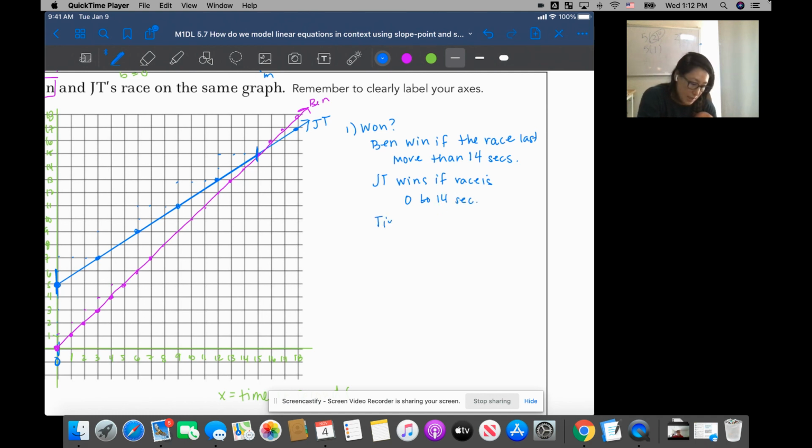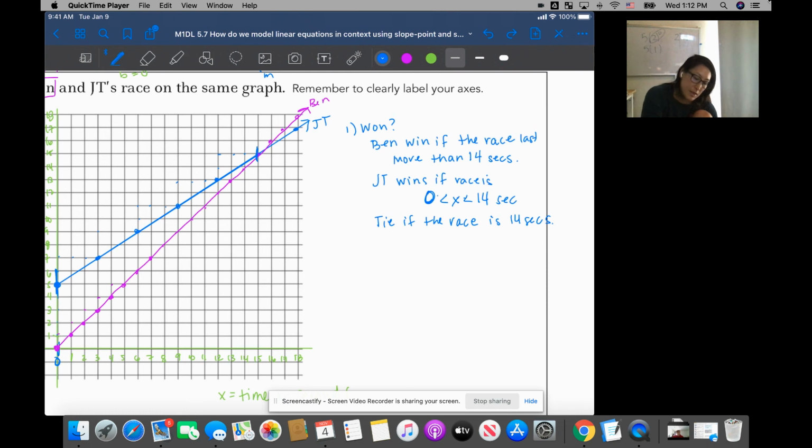And then they tie if the race is exactly 14 seconds. So actually this one, we should write it in interval notation. So 0 is less than x is less than 14 seconds. Okay.